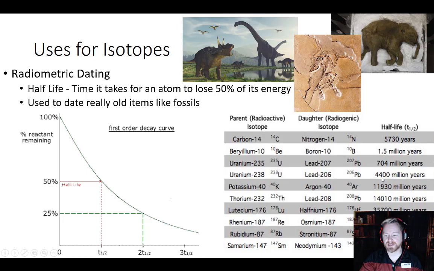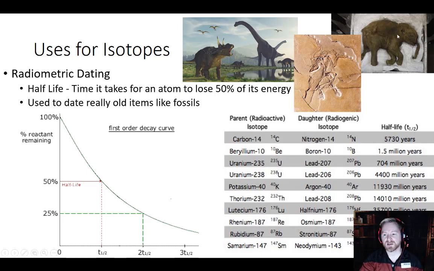4,400 million years. That's 4,400 million years for the half-life. Something like samarium, 106 billion years. It's 106,000 million. That's 106 billion years. The universe isn't that old. So we have other things that we can use besides carbon to do dating.